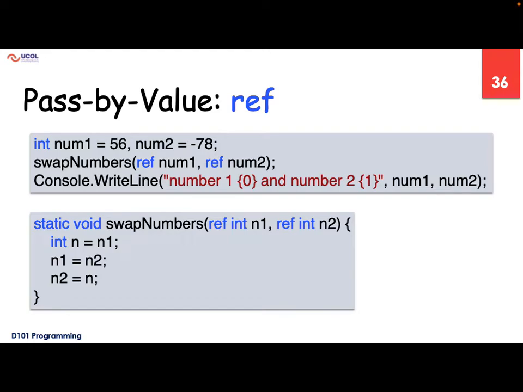Actually, when you say ref num1, it is going to pass the reference, the address of that variable, to the method. So, when we have the address, we are going to change the original variable inside the main method, or the calling method.